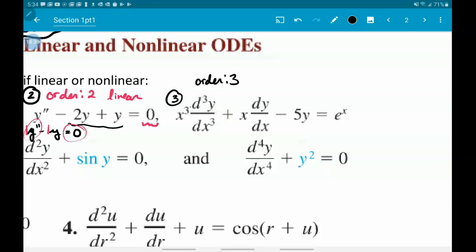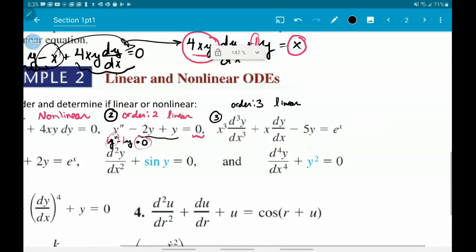Now let's examine those coefficients. That coefficient is just in terms of x. This one's just in terms of x. This one's a constant, so it's fine. And then our g of x is just in terms of x. So this guy's linear also.